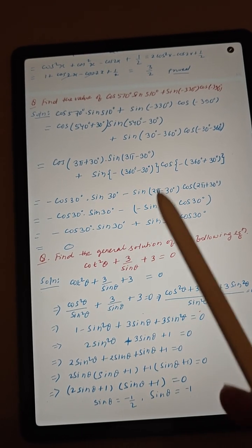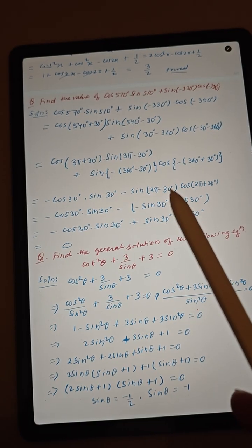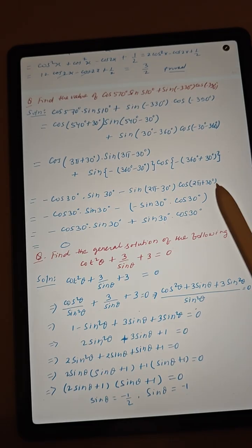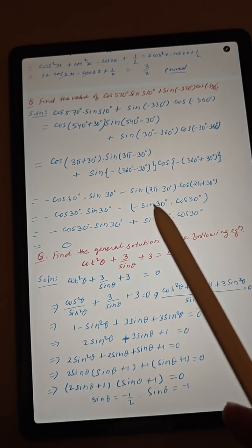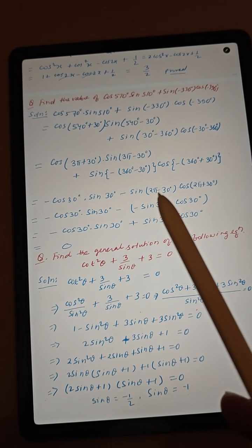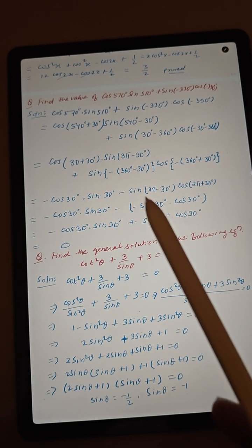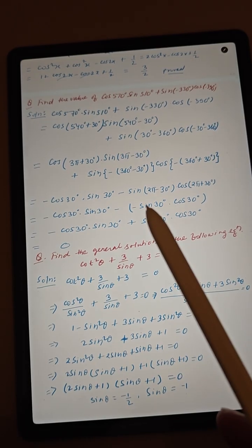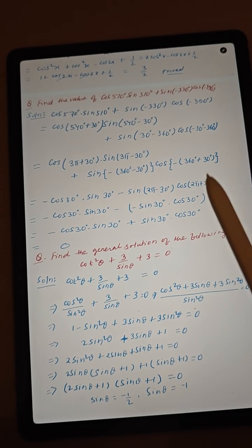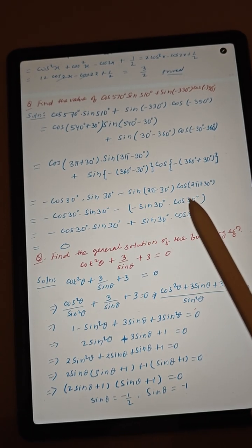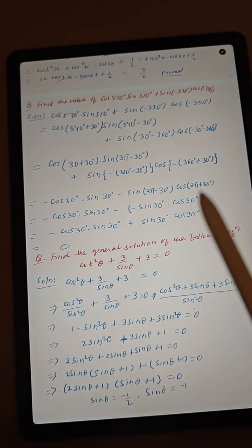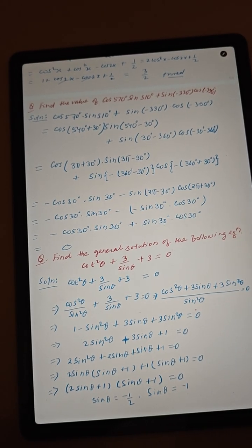Here sin of minus θ is minus sin, so minus sin(2π − 30°), and cos of minus θ is plus cos, so cos(2π + 30°). Again, 2π − 30° is in the fourth quadrant, so the sign is negative, and as it is a multiple of π, the ratio will not change, so minus sin 30°. Cos(2π + 30°) is in the first quadrant, so positive, so cos 30°, and the ratio will not change because it is a multiple of π. We are using the all-sine-tan-cos rule.